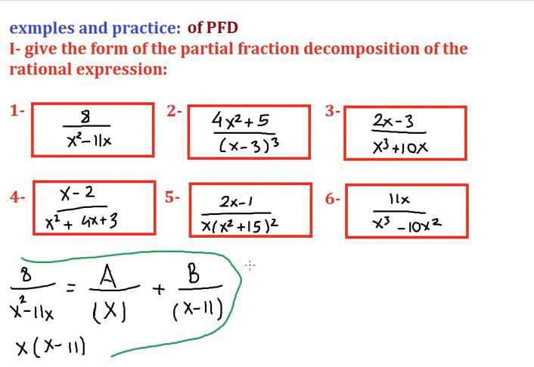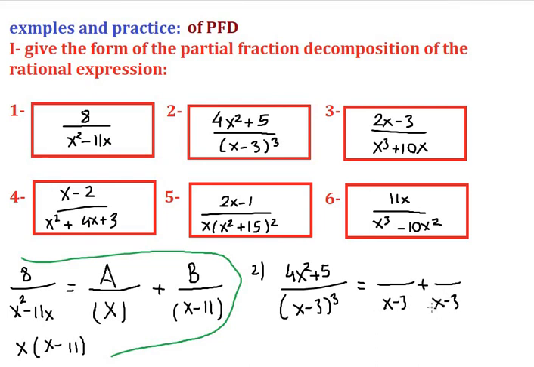In question number 2, we have 4x squared plus 5 over x minus 3 to the third power. Here we have a linear factor repeating 3 times. So for the first factor, we write x minus 3. For the second factor, we write x minus 3 to the second power. And for the third repeating linear factor, we write x minus 3 to the third power. Since it is linear, we need some constant numerator. Likewise, we need some constant numerator for each of the others.